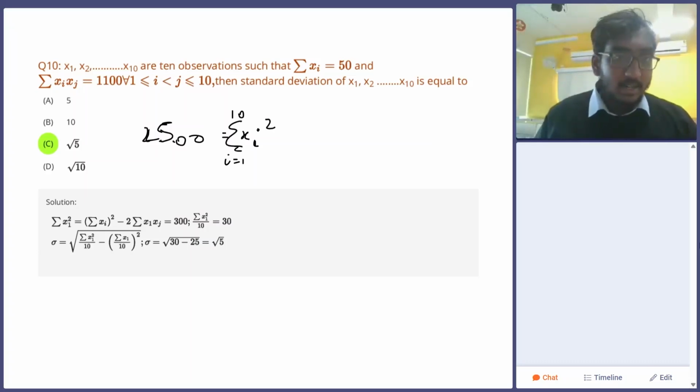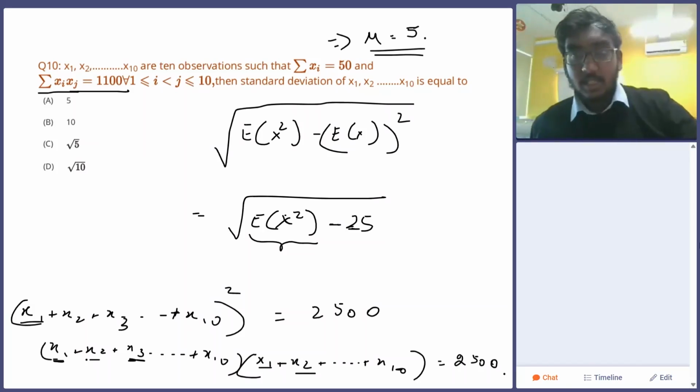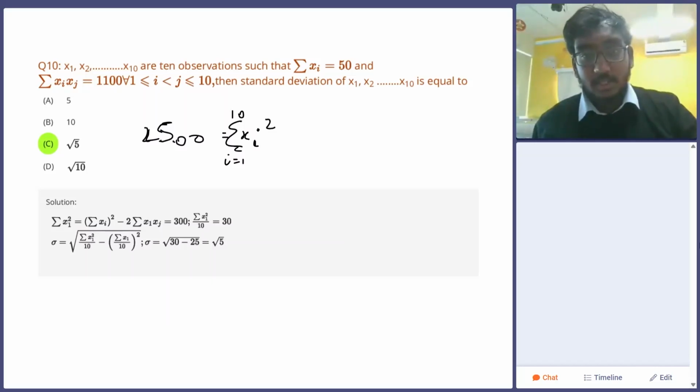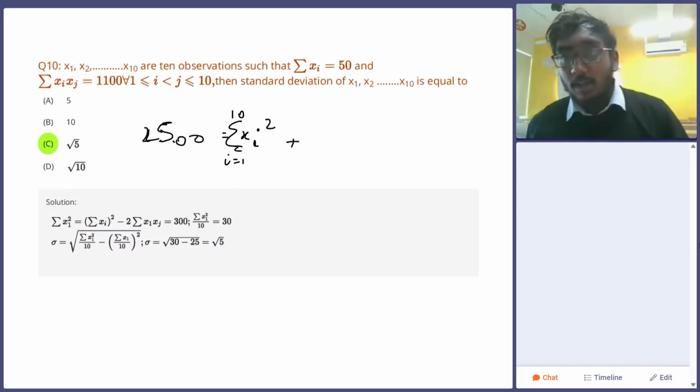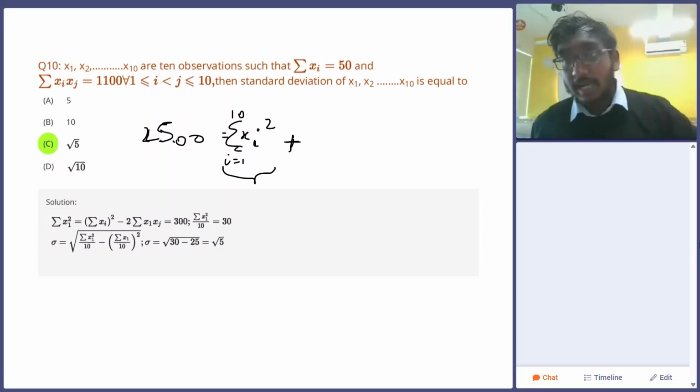Among those 100 terms in the product, x1 being multiplied with x1, x2 with x2, up to x10 with x10, you will get x1 square plus x2 square plus x3 square up to x10 square. Up to this it is done. So that is what I'm writing. And what are the other terms? 90 more terms will be there. When like terms are combined, this expression is formed. What are the other 90 terms is my question.